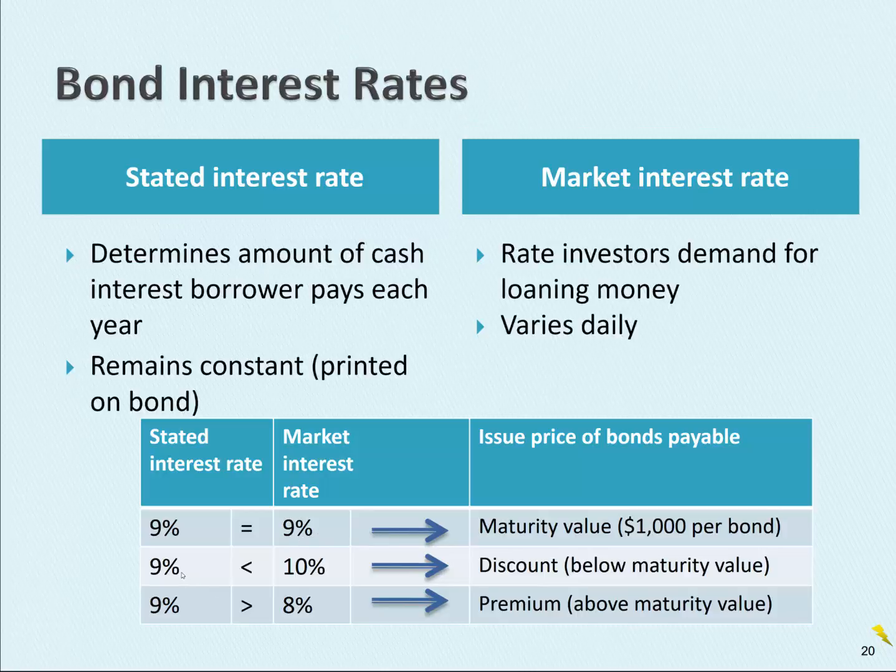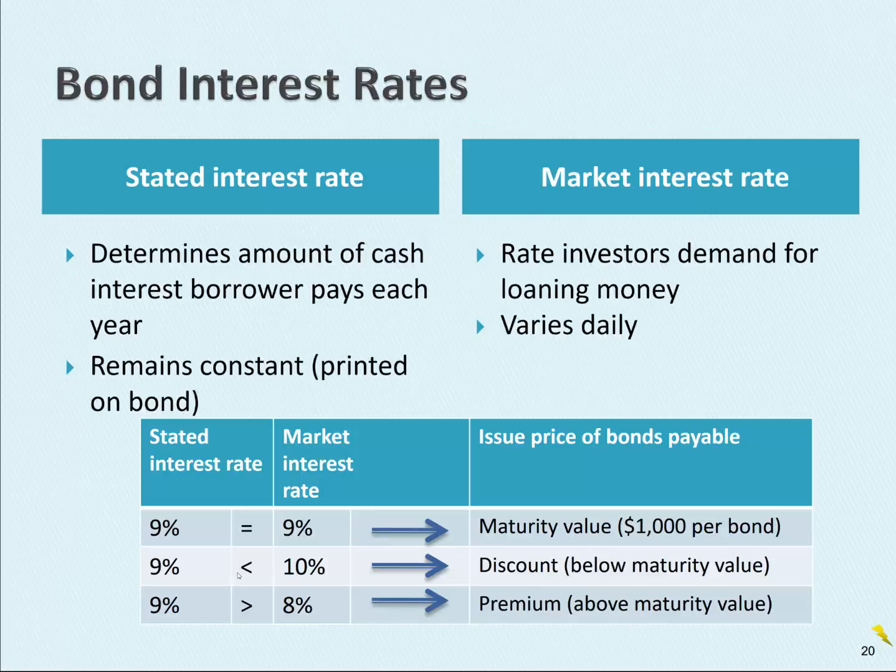Let's look at another scenario. We have decided to sell a 9% bond, but by the time we get around to selling or issuing the bond, interest rates have risen. So bondholders are demanding 10% interest rate. So who wants to buy our 9% bond if they can buy other bonds that are paying 10%?